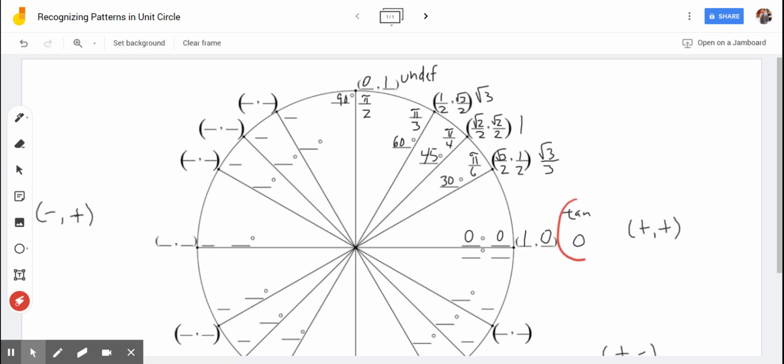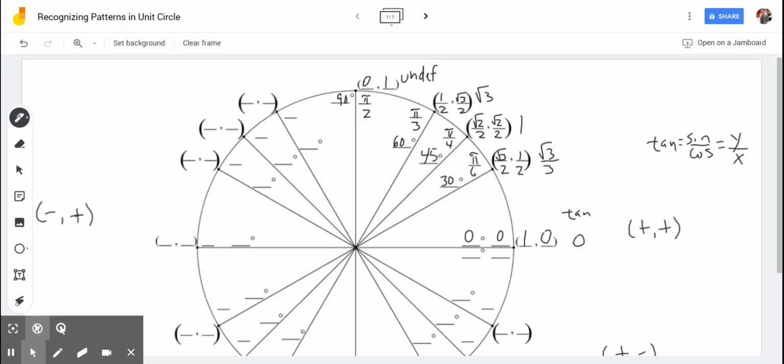And I also put the tangent values on the outside of the unit circle. Because if you recall, tangent is sine over cosine, which in this case, because it's relating to the unit circle, is essentially the y coordinate over the x coordinate. So 0 over 1 is 0. 1/2 over radical 3 over 2 simplifies to radical 3 over 3. Radical 2 over 2 over radical 2 over 2 simplifies to 1. Radical 3 over 2 over 1/2 simplifies to radical 3. And then 1 over 0 is undefined.